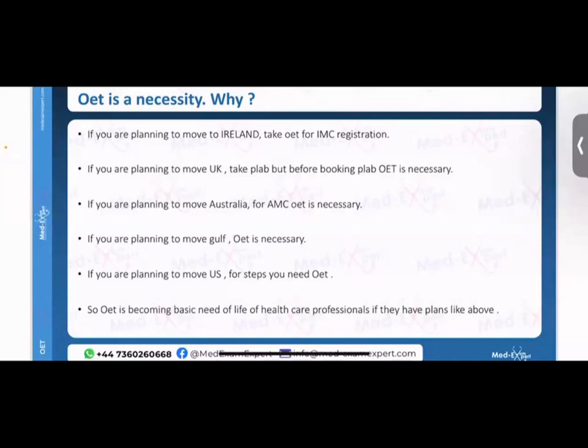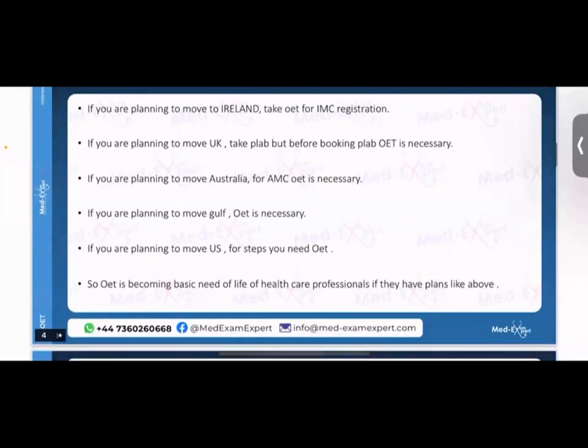Because before booking PLAB, you must be having OET, valid OET in your hand, just for the booking of this exam. And if you are planning to take PLAB exam, PLAB 1, you must be having valid exam on the date of your PLAB 1 test. Okay, so it is not like that you only must be having OET for only the booking of the PLAB. You must be having valid OET for sitting in the PLAB 1 exam.